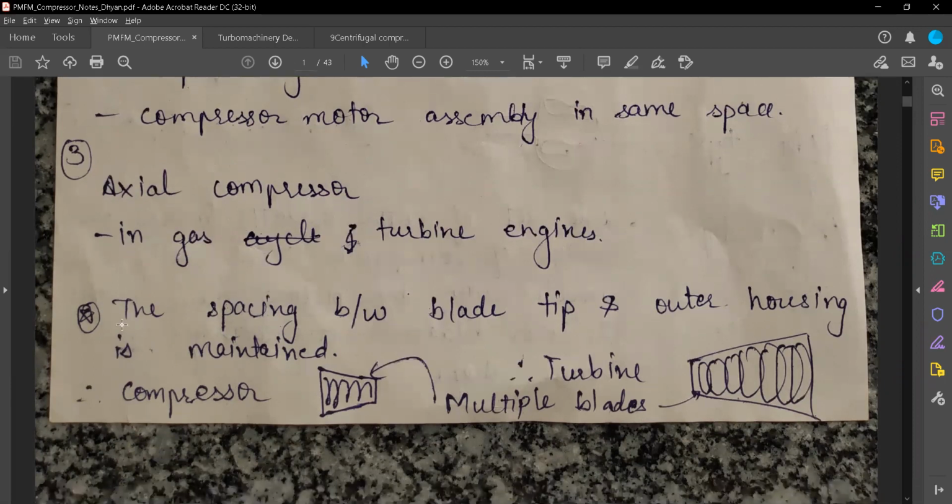So what is the difference over there? The turbine and compressor. Let's have a look. The spacing between blade tips and outer housing is maintained. That's the rule. So these coils which you see are different blades. There are multiple blades over here also in the turbine, and we can see that the outer assembly is of reducing cross section in the compressor, and over here in the turbine it is of increasing cross section.